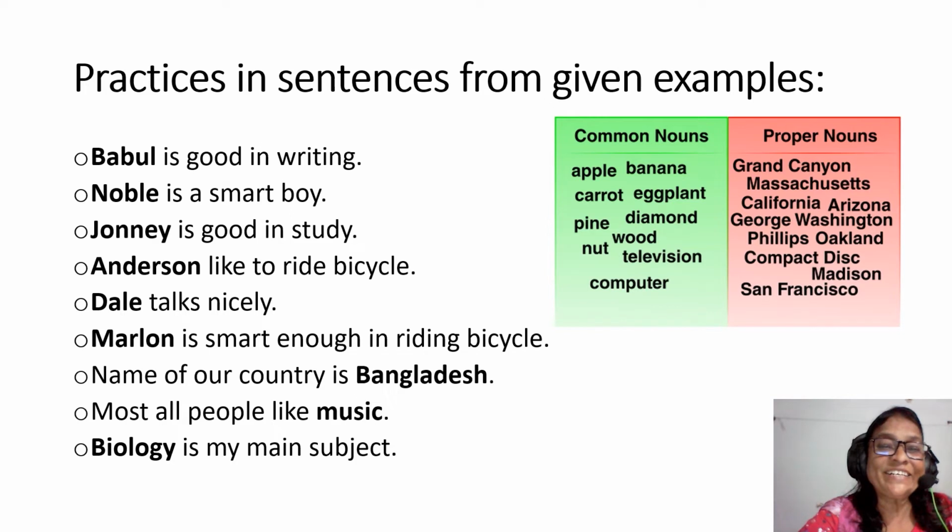Now practice in sentences from the given examples. Babul is good in writing. Novel is a smart boy. Johnny is good in study. Anderson likes to ride bicycle. Dale talks nicely. Marlon is smart enough in riding bicycle. Name of our country is Bangladesh. Most all people like music. Biology is my main subject.